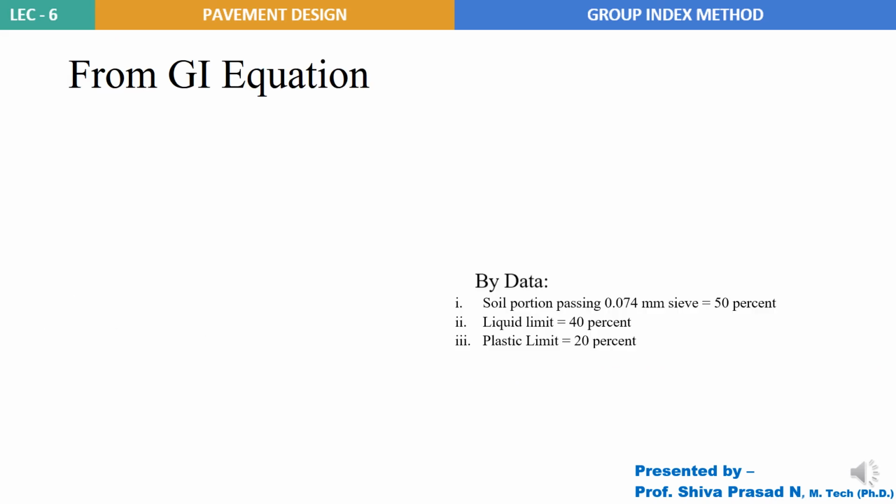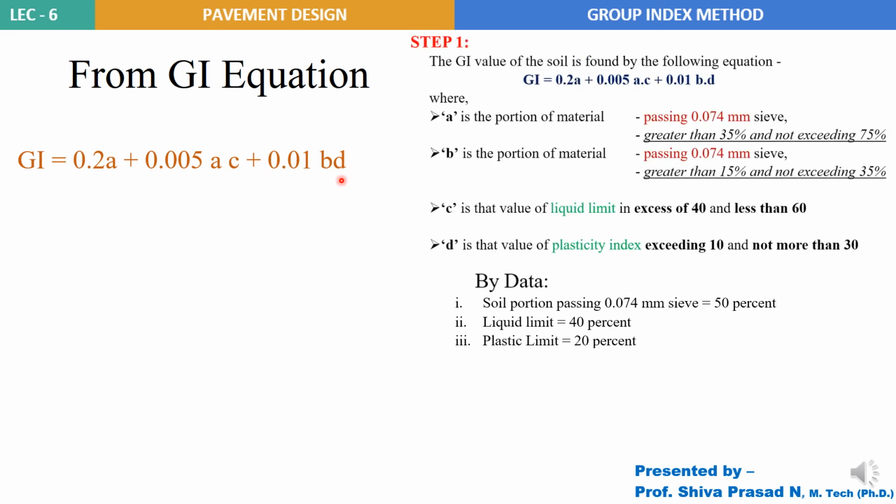From the group index equation, that is GI equal to 0.2A plus 0.005AC plus 0.01BD. So how have we got this equation? If you recall, I had explained it in step 1 of the design procedure. This equation was given by the HRB soil classification, wherein we have 4 variables A, B, C and D. Let's see how to find these values.